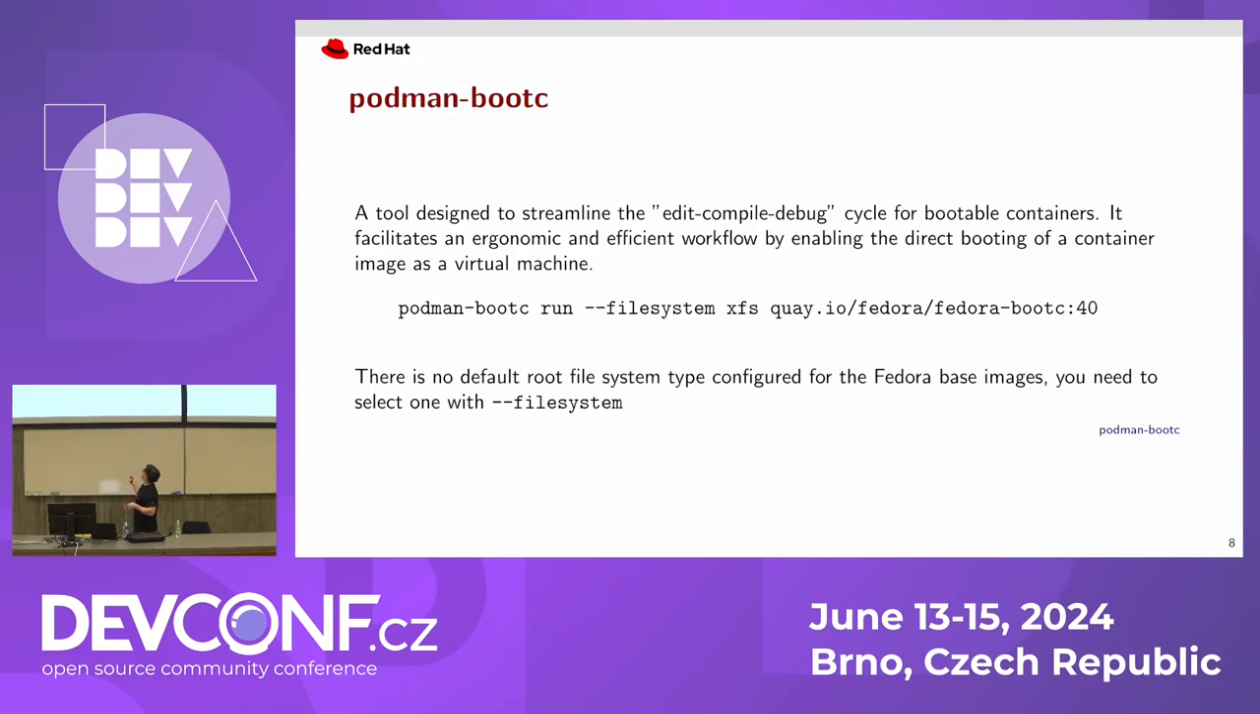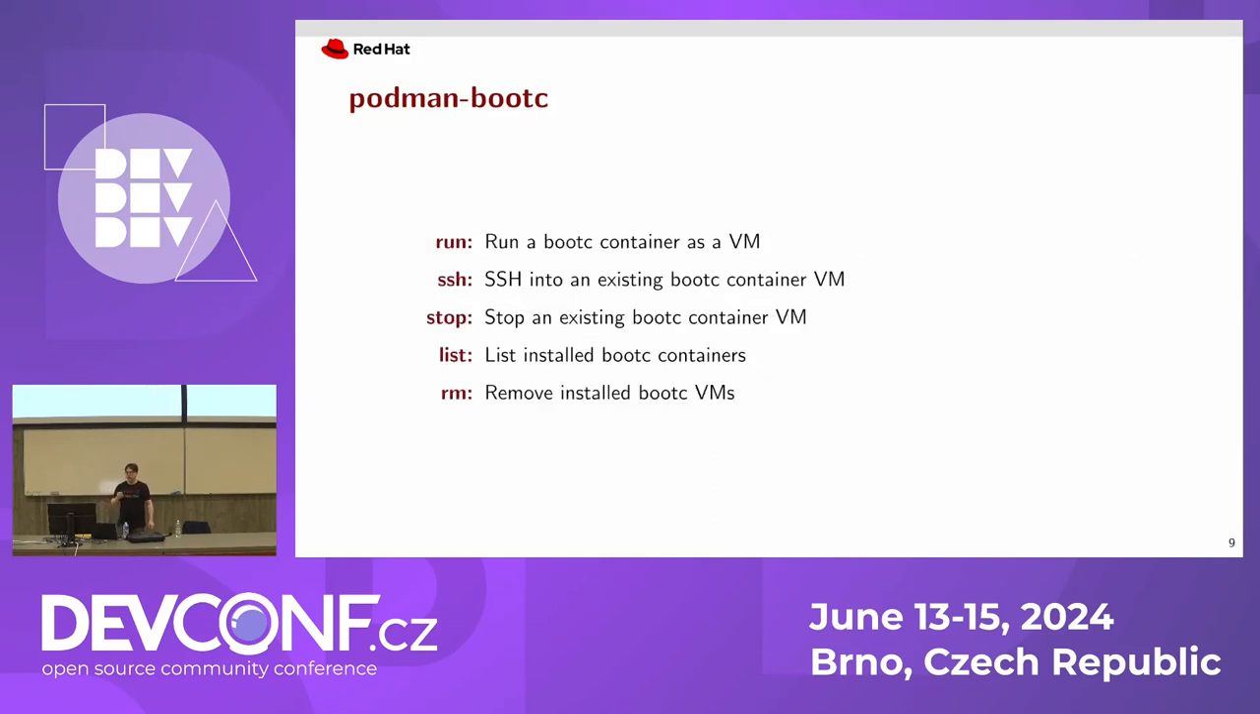So for example, to install a Fedora 40, that's all the thing that you need. The default image from Fedora doesn't define the file system that you want, so you need to define it. And that's it. Basically, that is podman-bootc. So you can run a bootc container, SSH into the VM that is created by bootc, and then the other commands are to manage those temporary VMs that we create.